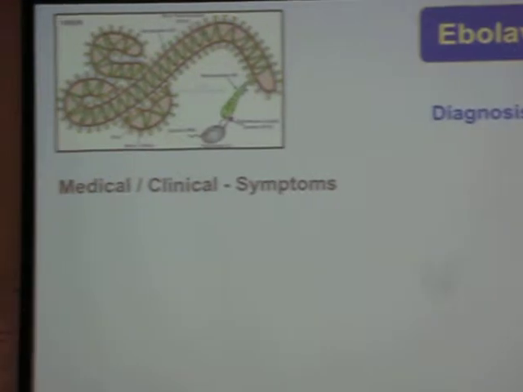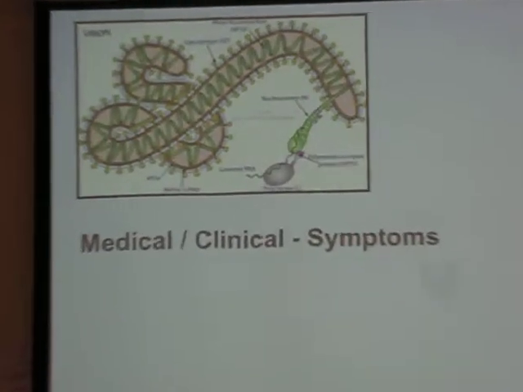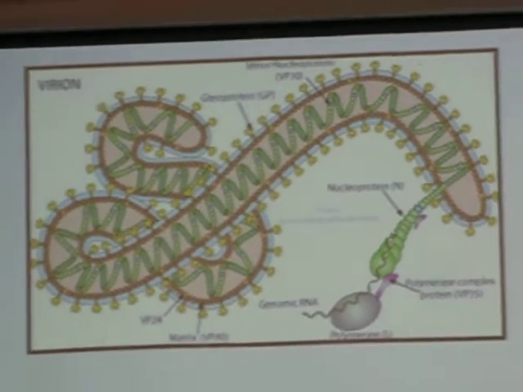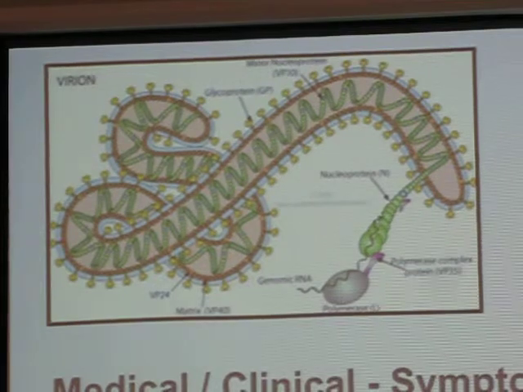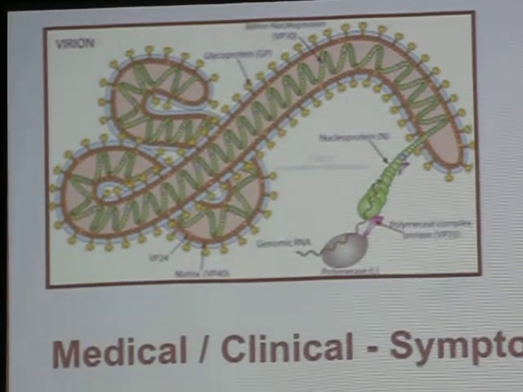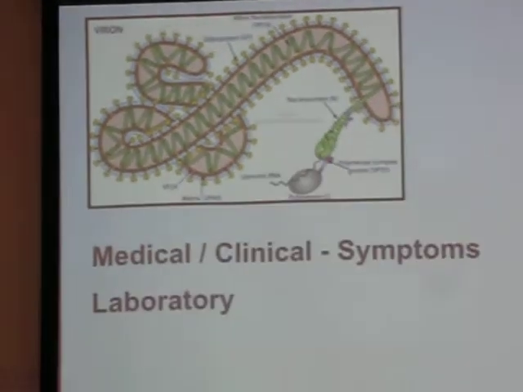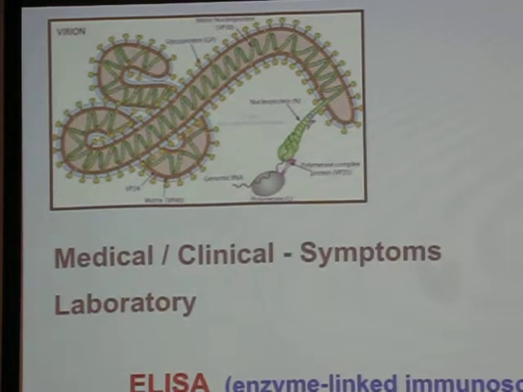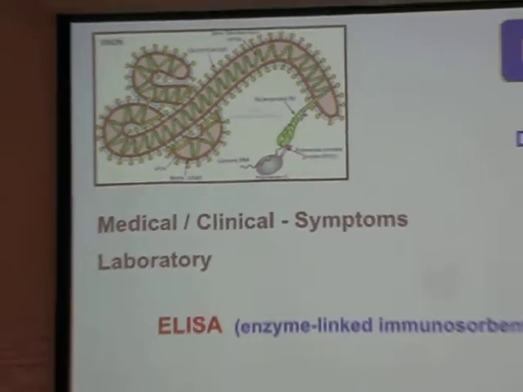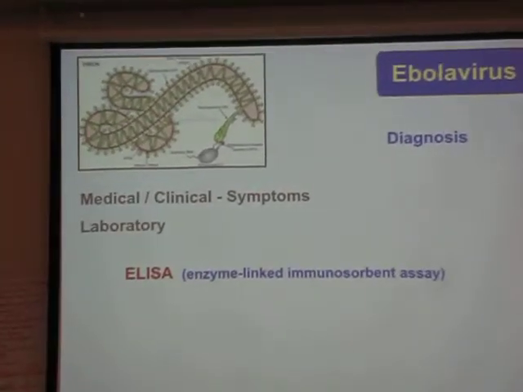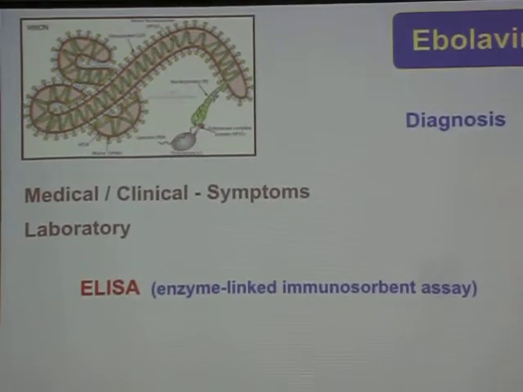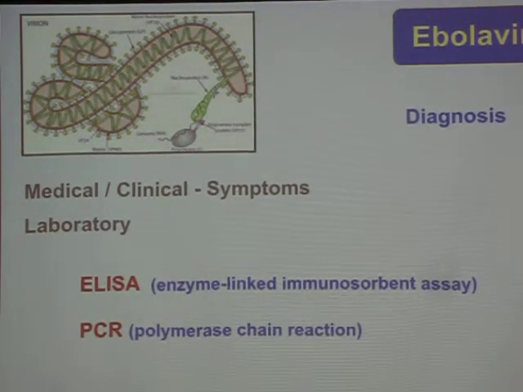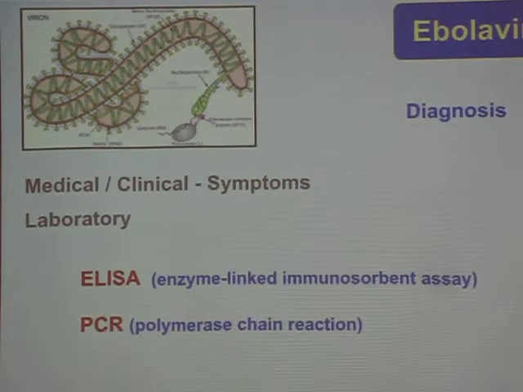Diagnosis is really medical, clinical, based on symptoms. If you're in an area where this is common and someone comes in presenting those symptoms, well, probably that's what it is. Definitive diagnosis is done in the laboratory, and there are 2 tests. There's what we call the ELISA test, enzyme-linked immunosorbent assay, which is available. You have to have the machine, but it's available in kits. The other one is PCR, polymerase chain reaction. Both of these tests have been used for years in molecular studies.